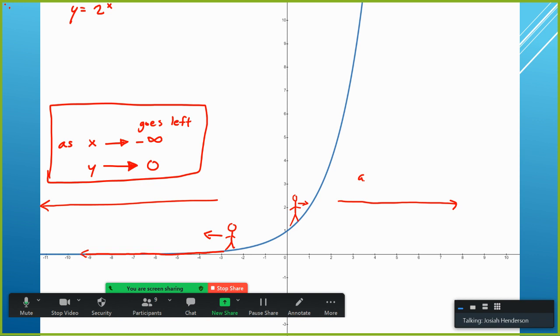So as x goes to infinity, gets bigger and bigger and bigger, what is y doing? Well, here y is actually going to infinity also. It's getting higher and higher and higher, and it never stops. So the end behavior for rightwards: as x goes to infinity, y goes to infinity.